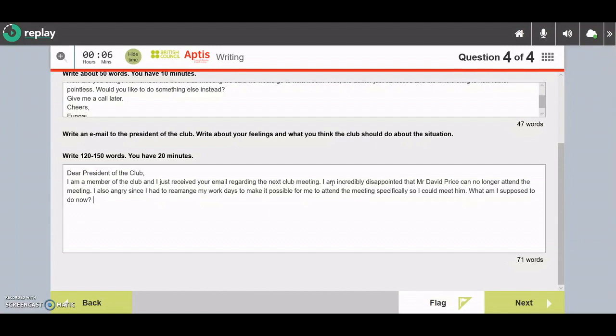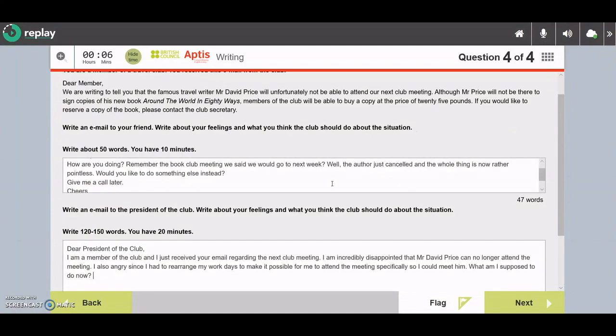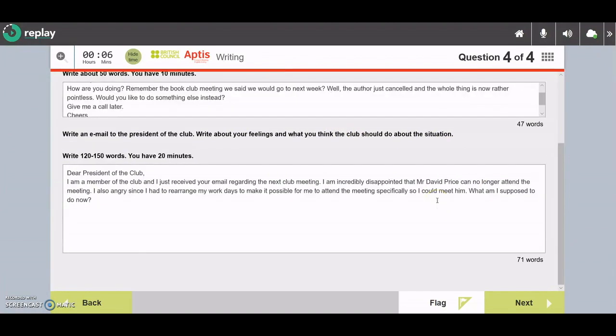And then, because they asked us specifically if we still want books, they've given us information about his new book. I then say, no, I don't need a copy, so that is totally okay. And then you finish off with a conclusion.